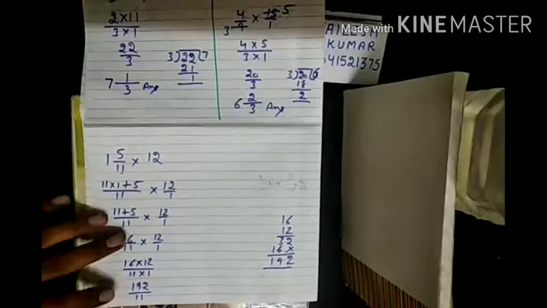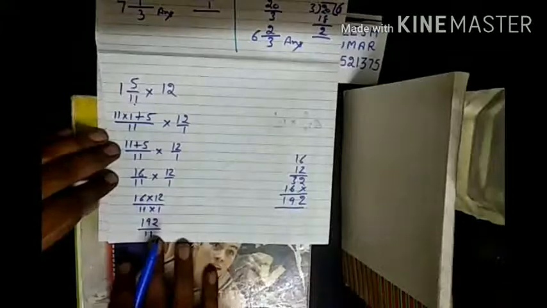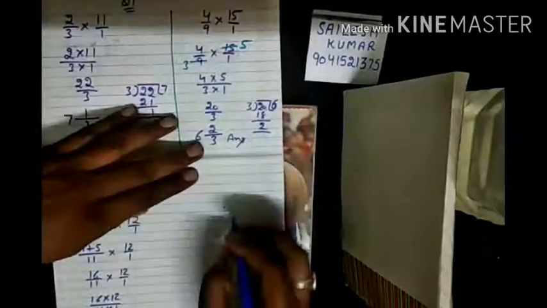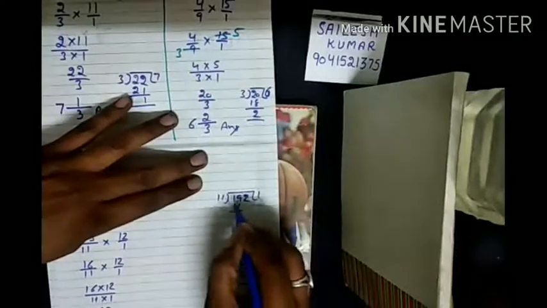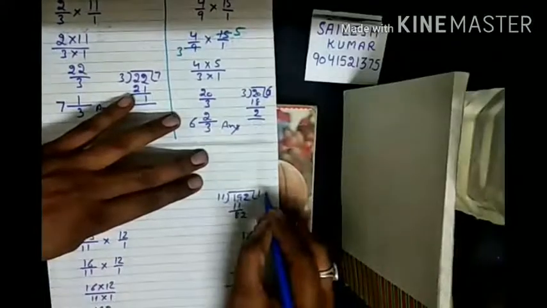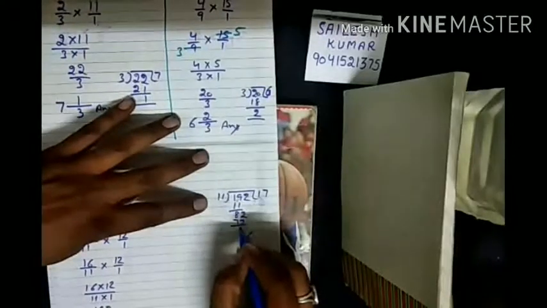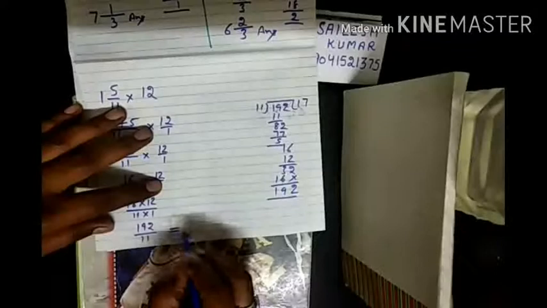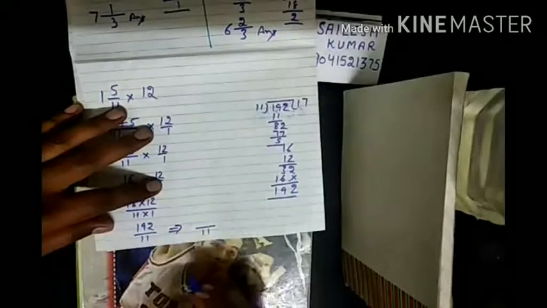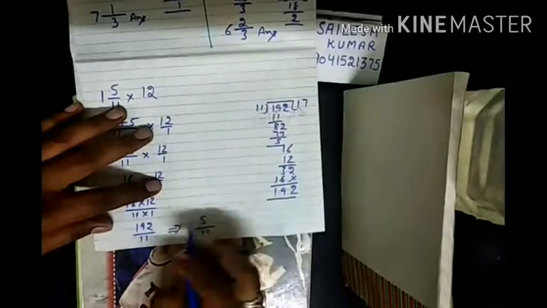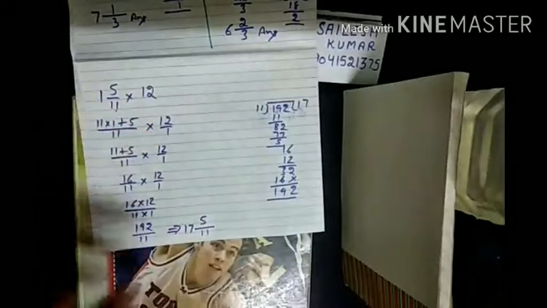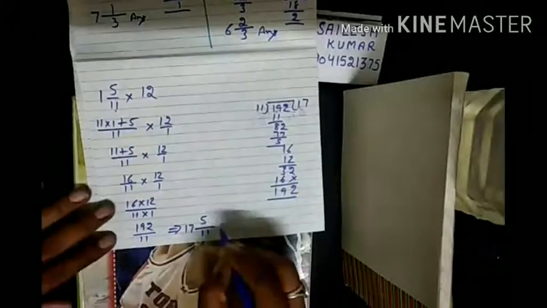192 by 11 is my answer, but this is again an improper fraction, so we will convert this improper fraction into a mixed fraction. So I will divide 192 by 11. 11 ones are 11, 8, 2. Now 11 7s are 77 and the remainder is 5. Now this is the division, so we will write 11 in the denominator and remainder 5 in the place of numerator, and in the place of whole number I will write 17, the quotient. This is my answer.